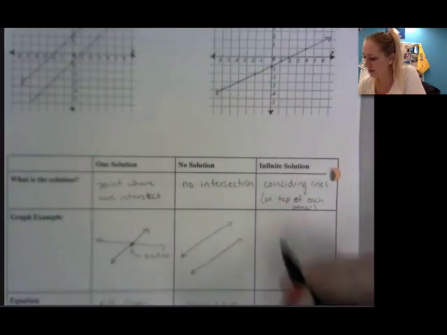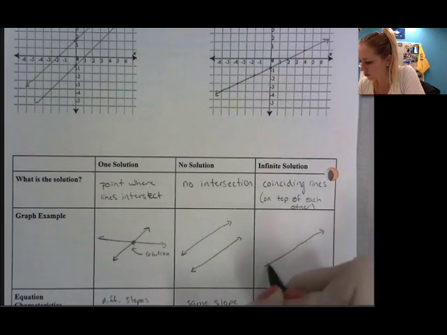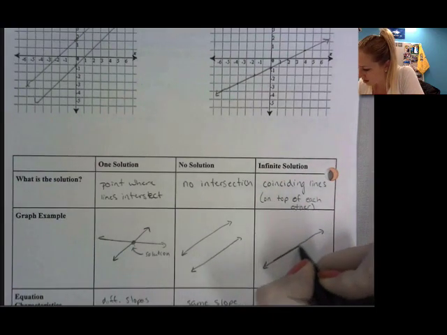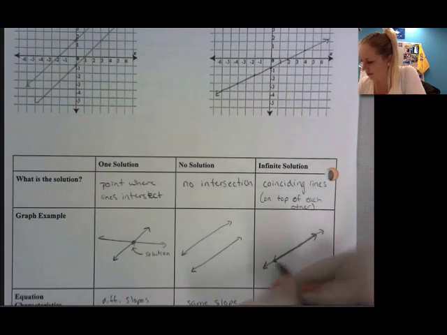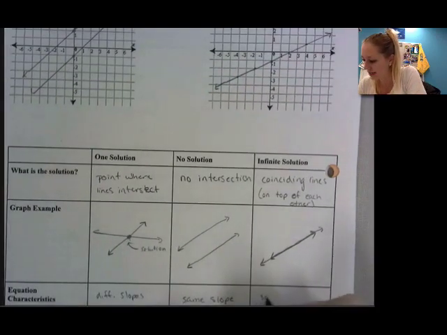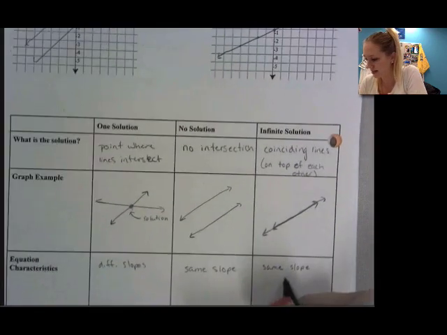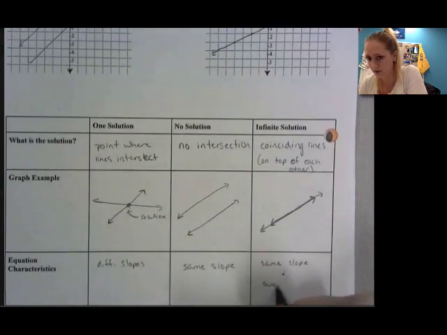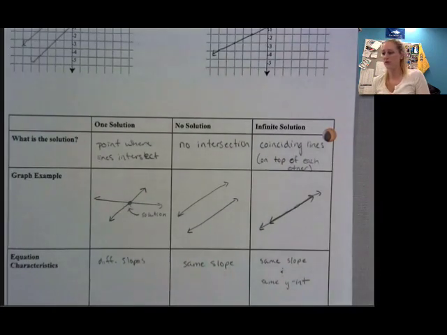Okay, and what that looks like is I'm going to draw like a shorter one on top so you can kind of see. So it's one line on top of the other. So there's two lines there, but they're one on top of the other. So same slope and same y-intercept. They were exactly the same. Okay, so that's what was true about the equations.